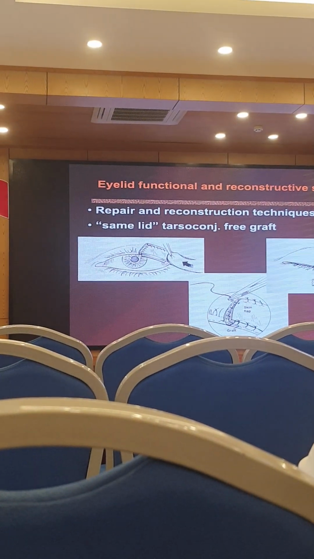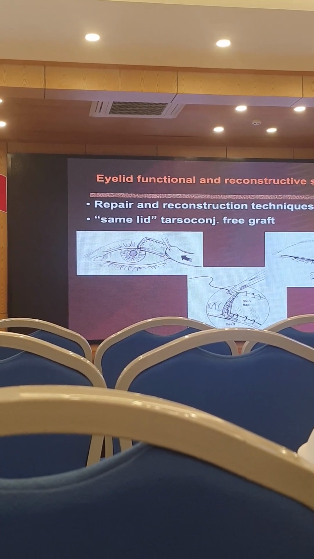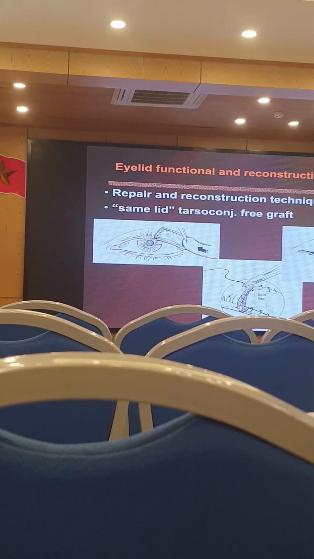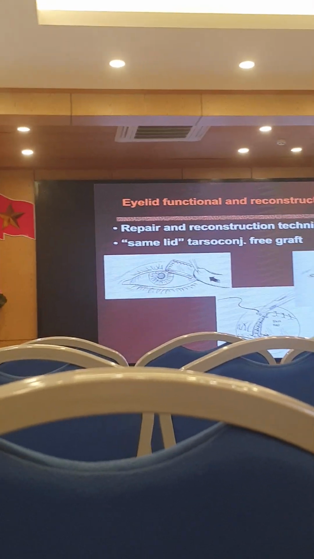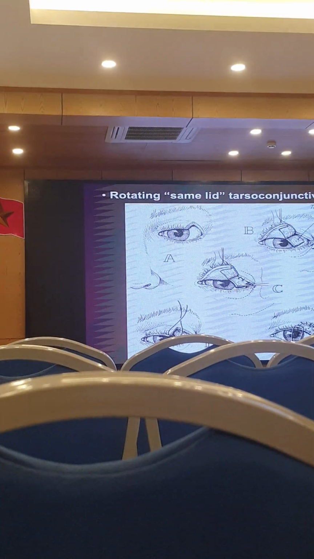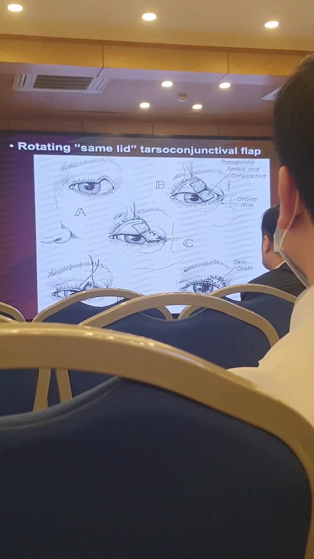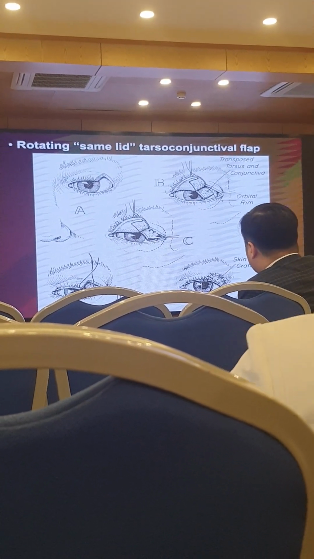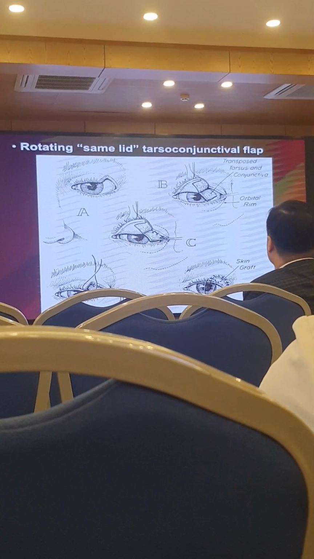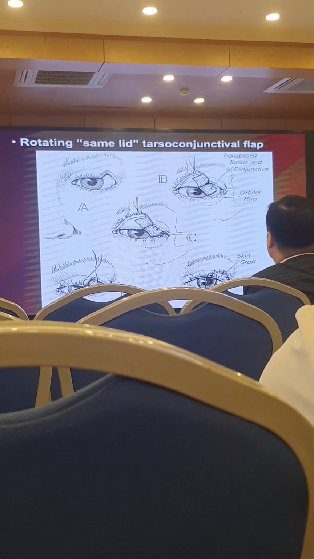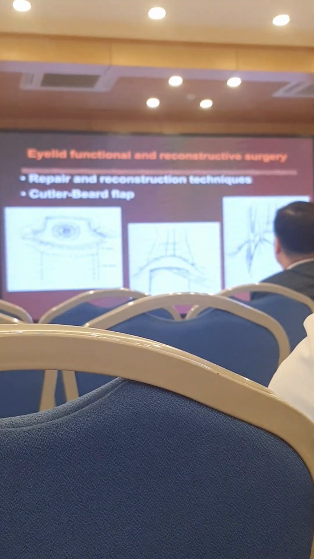You can also do a free graft where you just take a free graft piece of tarsus and conjunctiva and move it to another part of the eyelid, cover that with a skin muscle flap. So that you can be creative with eyelid reconstructions. And once you have several of these techniques in your toolbox, you can combine them together in different ways to handle almost any type of surgical defect.